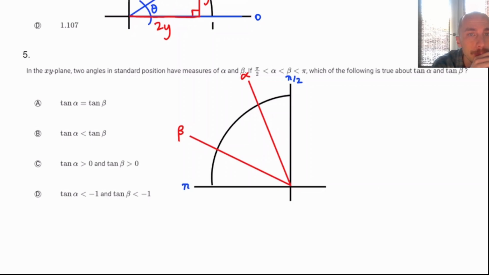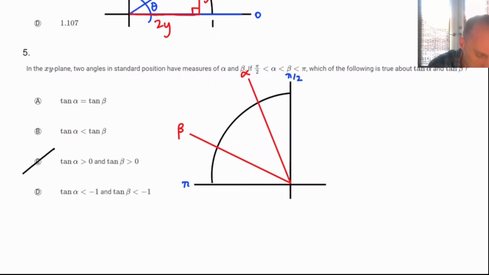Well, I think if we consider the coordinates of these points, at both of these points, I'm going to have x negative and y positive. Tangent being opposite over adjacent, or the y coordinate on the unit circle divided by the x coordinate on the unit circle, is going to be negative, because the y coordinate is positive, divided by the x coordinate, which is negative. Positive over negative, it's negative. Okay, so tangent of alpha and tangent of beta are both greater than 0. Unfortunately, I don't think that's accurate. They're both less than 0. Okay, tangent of alpha is less than -1.